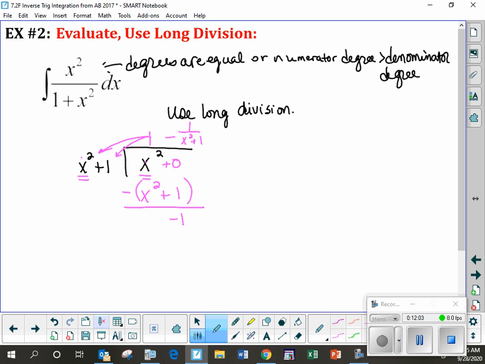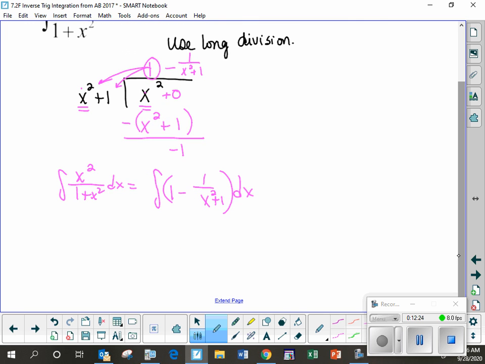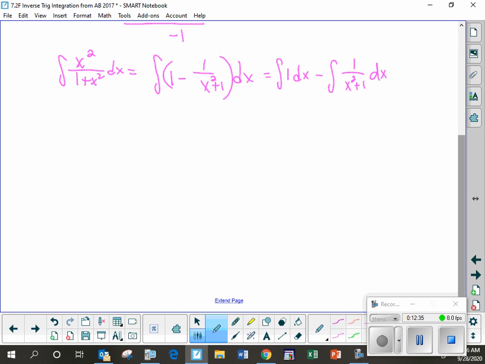So now what I've just done is found that x squared over 1 plus x squared dx is equivalent to 1 minus 1 over x squared plus 1 dx. Right? We just used division and it still stays equivalent. What I would want to do with this is break this into 2 integrals. And integrating the first one would be an x plus c. I'm going to hold off on the c and just put one big c out at the end.